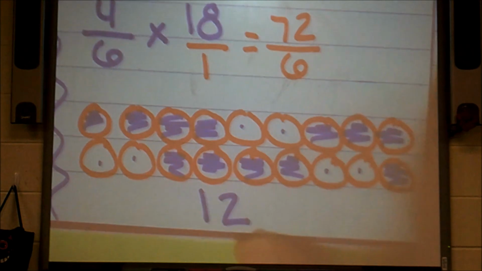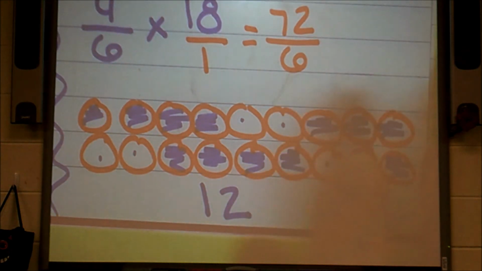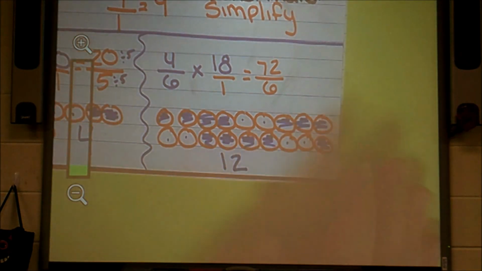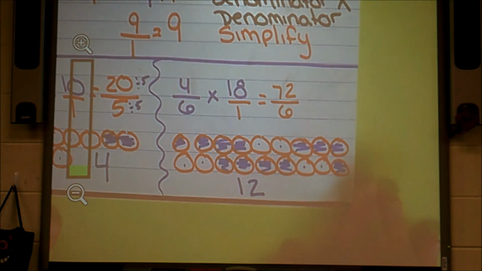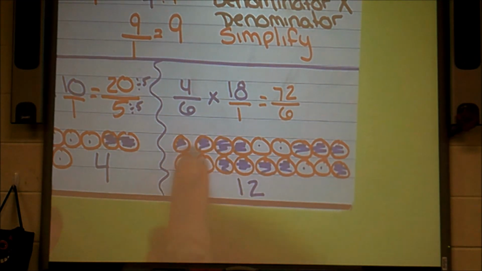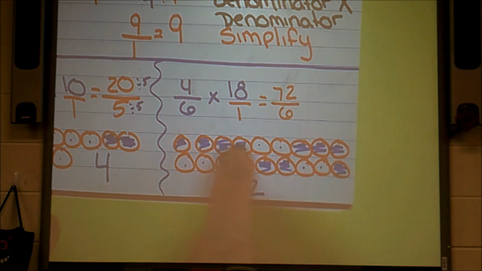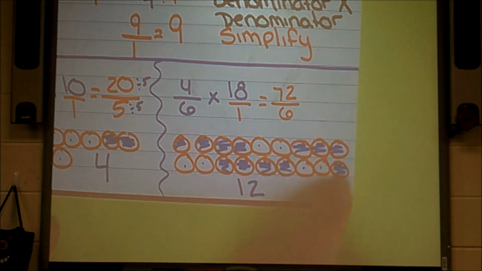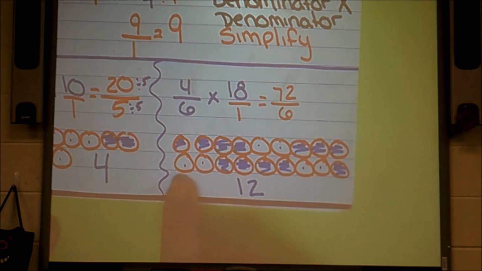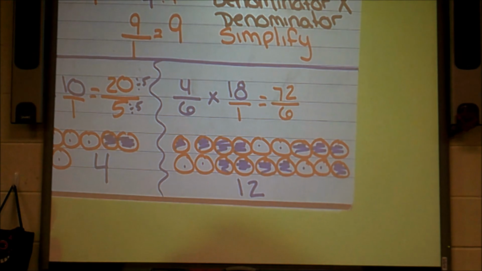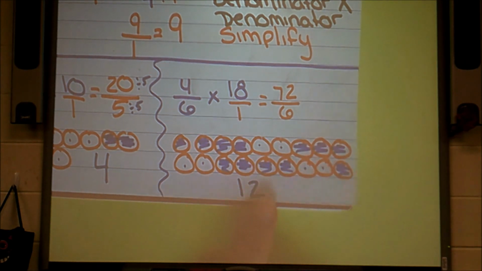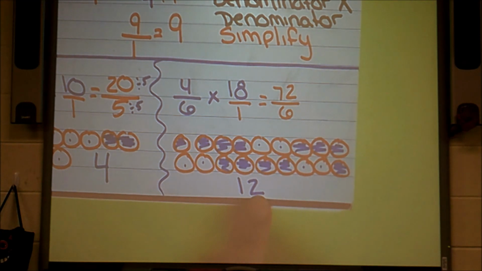Alright guys, take a gander. So here's my picture. I have 18 circles, and I colored 4 out of every 6. 4 out of every 6. 4 out of every 6. And then I went back and I counted how many circles I had colored in. And I had 12 circles colored in.